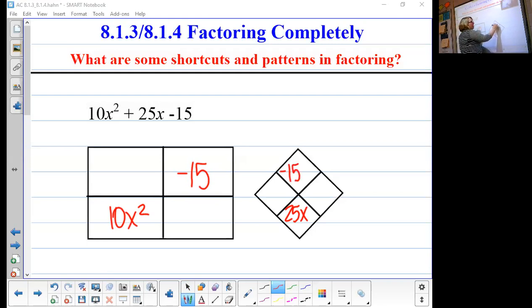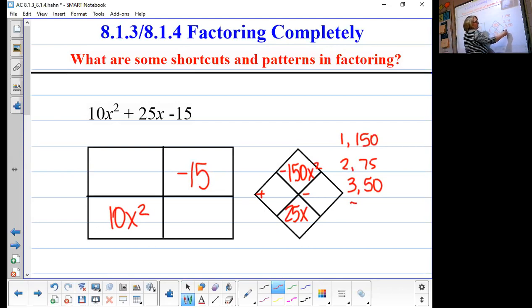Okay, so now I've got negative 150x squared. Whew, that's pretty big. Since it's a negative 150, I know that I'm going to have a positive and a negative. And now I need to start thinking about all of the different factors that multiply to 150. And I want them to have a difference of 25 since I've got a 25x here. Okay, so I've got 1 and 150. That's clearly too big. 2 and 75, still too big. 3 and 50, getting closer but not quite yet.